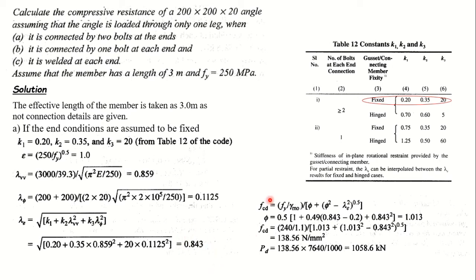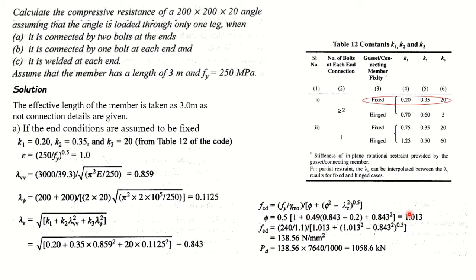Here the value of phi has been calculated using the equation. Phi will be equal to 0.5 into 1 plus alpha into lambda minus 0.2 plus lambda square. In place of lambda, lambda E has been chosen. Buckling class: angle sections always belong to buckling class C. For buckling class C, the alpha value is 0.49.